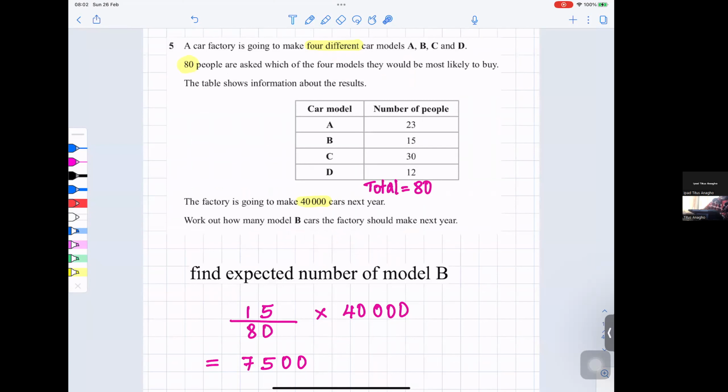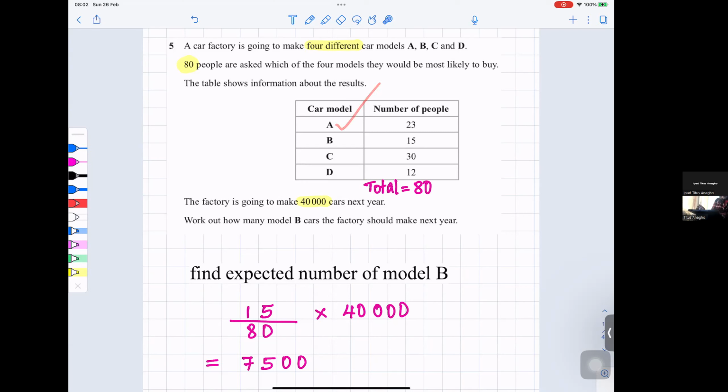Question number 5. A car factory is going to make 4 different car models, A, B, C, and D. 80 people are asked which of the 4 models they would most likely buy. The table shows the information about the results.